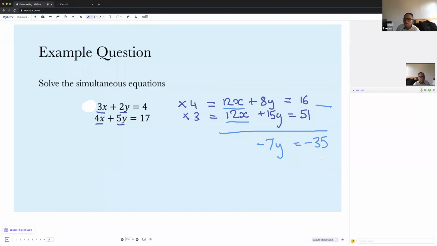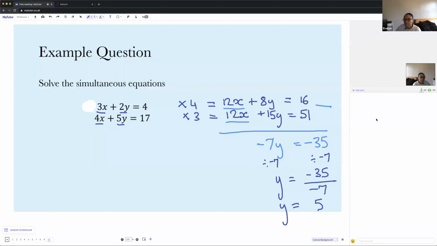Right, let me just check that that's right. Yeah, so we've got minus 7y equals minus 35. Now, the last thing to do is I want to solve this equation. I want to get rid of this minus 7, so I have y by itself. So I'm going to divide by negative 7 on both sides. So I've got y equals minus 35 divided by minus 7. Negative divided by negative gives you a positive, just like how a negative times a negative gives you a positive. So we've got y equals 5.